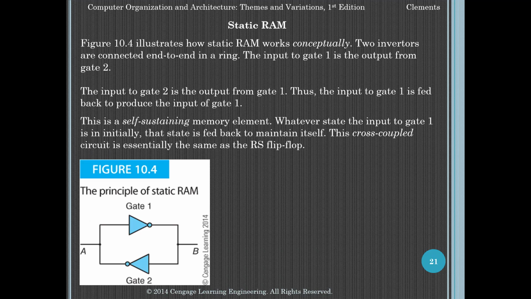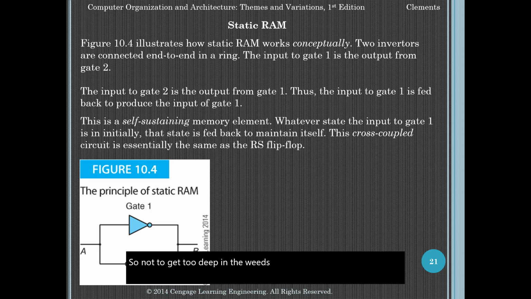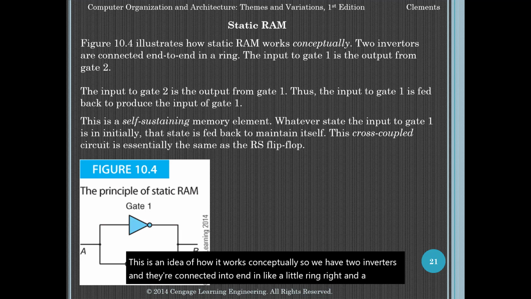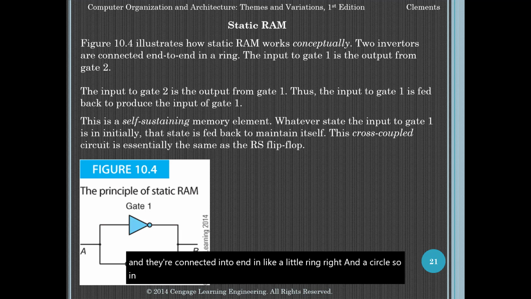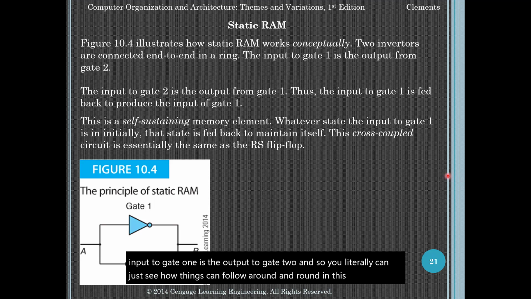Not to get too deep in the weeds about static RAM, this is an idea of how it works conceptually. We have 2 inverters, and they're connected end to end in a little ring, in a circle. The input to gate 1 is the output of gate 2, and you can see how things follow around and round in this circle. The input to gate 2 is the output from gate 1, thus the output of gate 2 is fed back to produce the input of gate 1.